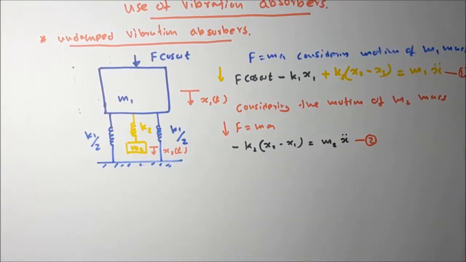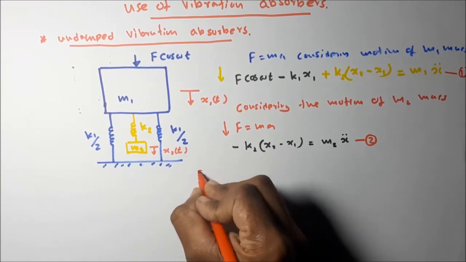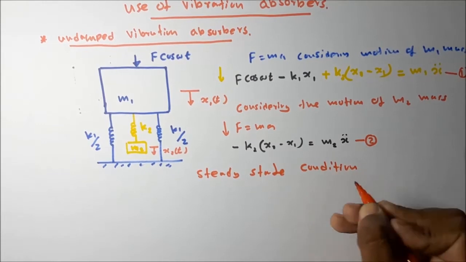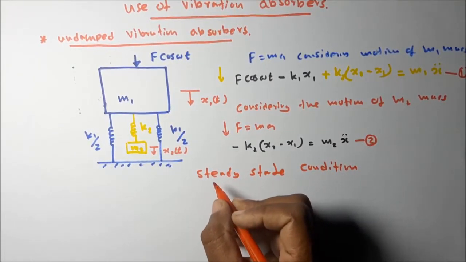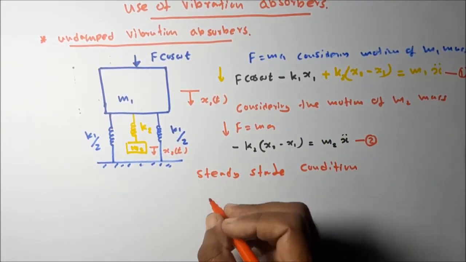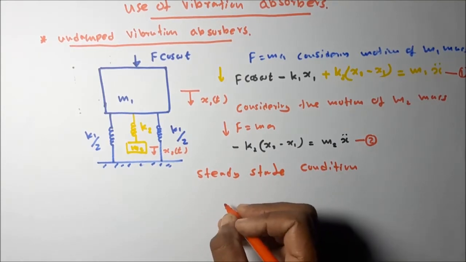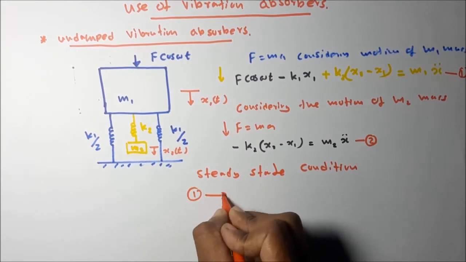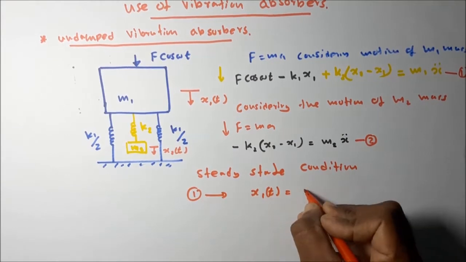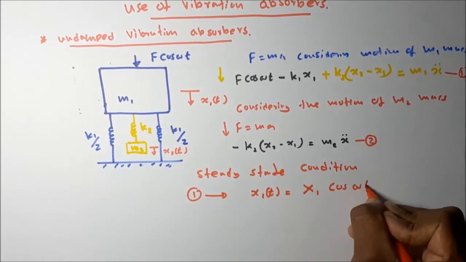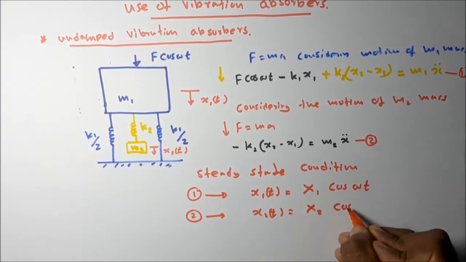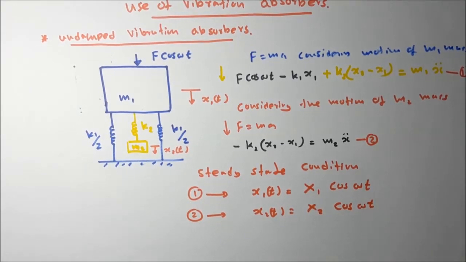That particular integral solution we can write in this format. In steady state condition, only the particular integral part remains. We discussed these things when discussing damped vibration systems, so I'm not going to simplify everything. The steady state solution for equation 1 is x1(t) equals x1 cos omega t, where x1 is a constant. From the second equation, x2(t) equals x2 cos omega t.